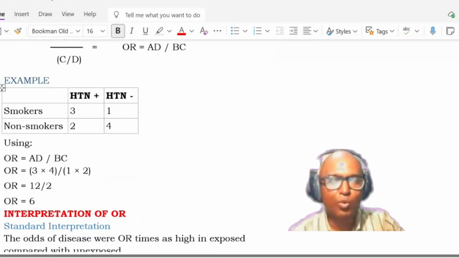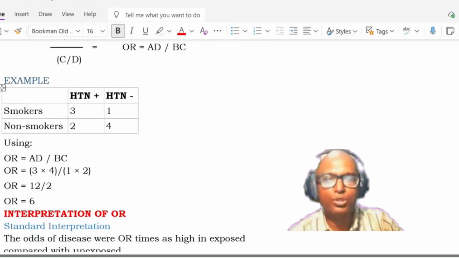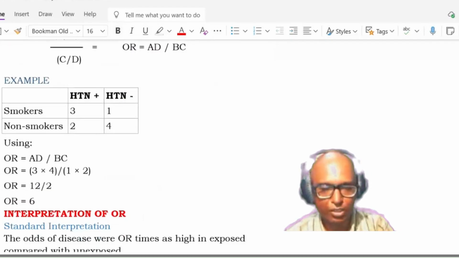So what is the odds in the smoker? A divided by B, so 3 upon 1 is 3. For the non-smoker, 2 divided by 4. So 3 upon 1 divided by 2 upon 4. So our formula is A into D divided by B into C. So 12 divided by 2 is 6. So that is the odds ratio.